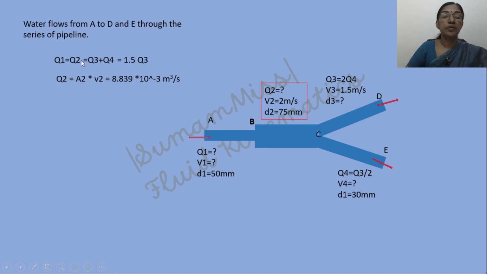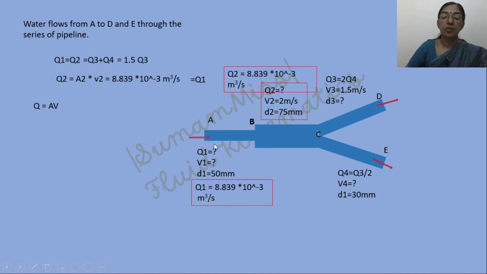So Q1 equal to Q2, so Q1 is also equal to 8.839 into 10 raised to minus 3 meter cube per second. And Q equal to AV. Based on this discharge, we can calculate velocity because the area is known here. The diameter of the pipe segment AB is given as 50 mm, so we can calculate the area. Correspondingly, we can calculate the velocity as 4.27 meter per second.